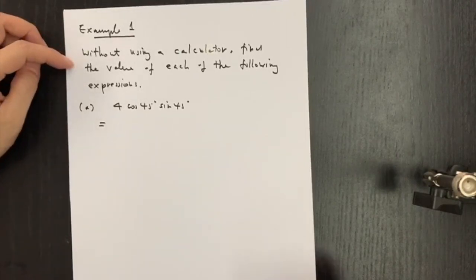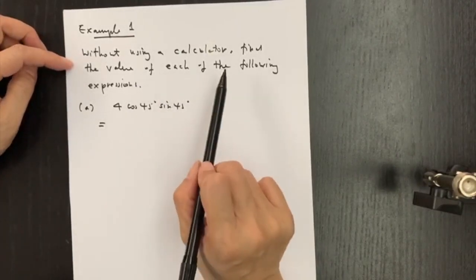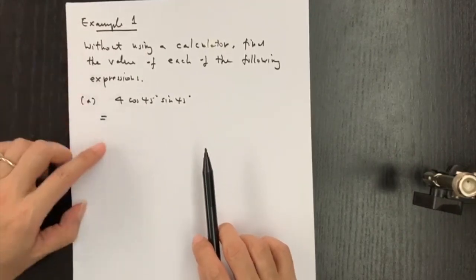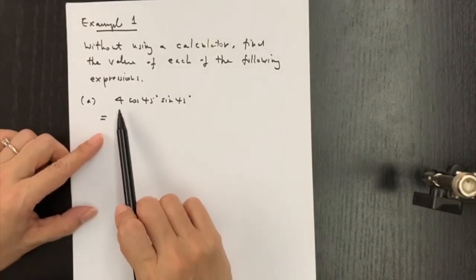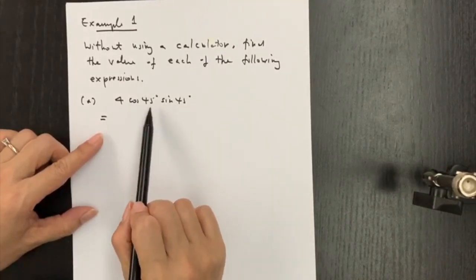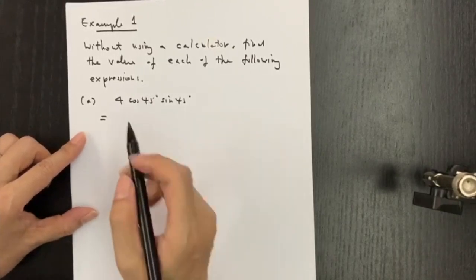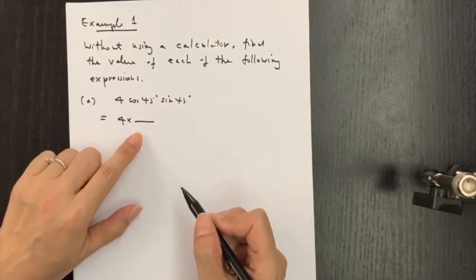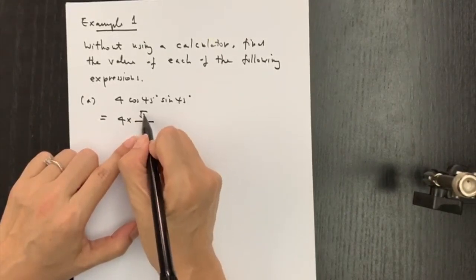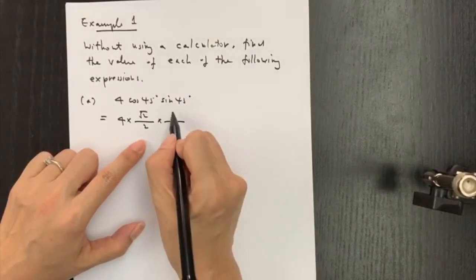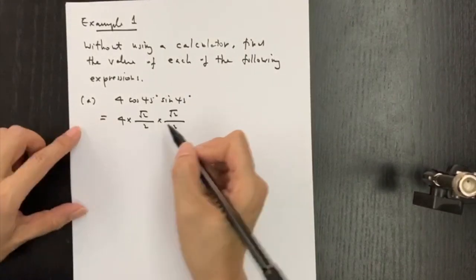Okay, so let's do some exercises. This time without using a calculator, we have to find the value of each of the following expressions. The first one is 4 cosine 45 sine 45. What does 4 cosine 45 sine 45 mean? It means 4 times cosine 45 times sine 45. So what is cosine 45? It is root 2 over 2, and sine 45 is also root 2 over 2.